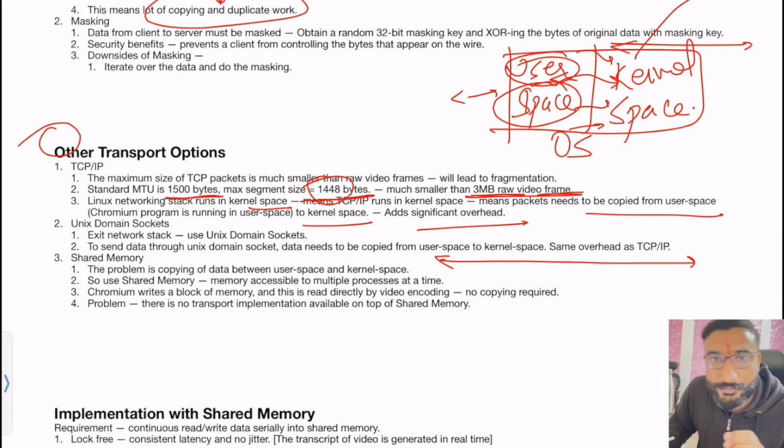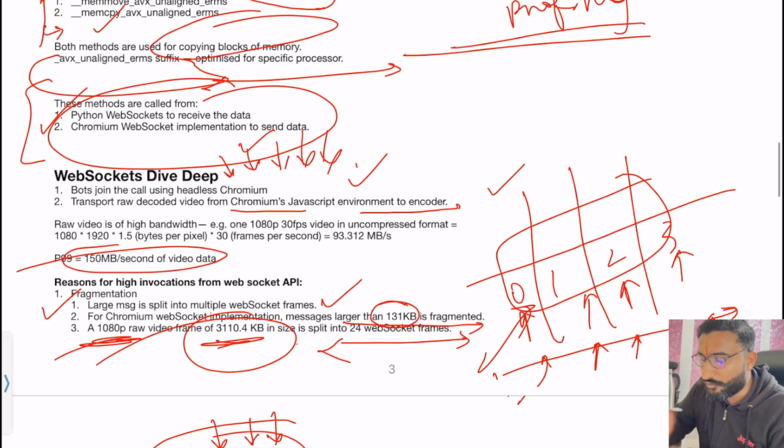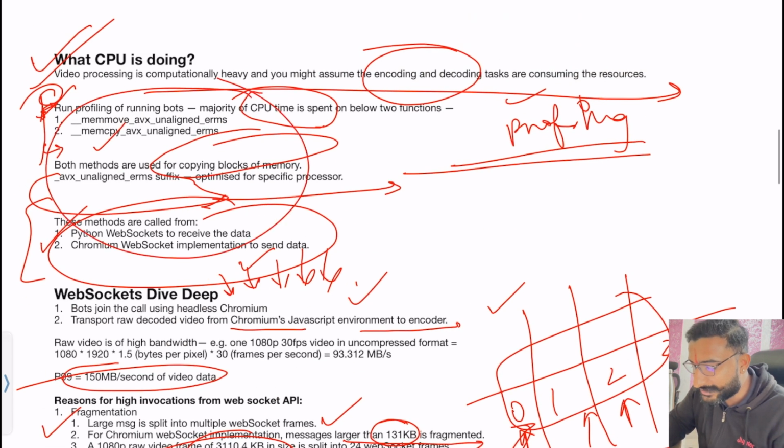Third point is shared memory. From the first two points, what you understood is that the problem is data copying, and you want to avoid these operations. How can you do it?